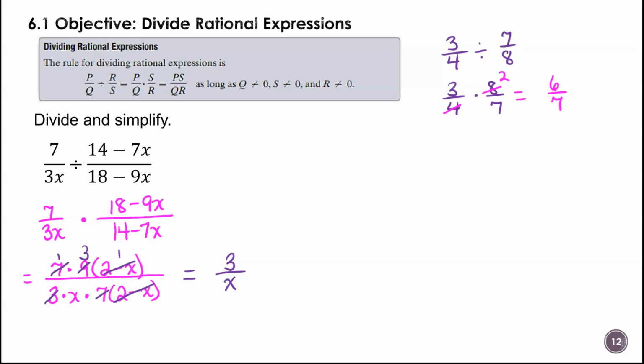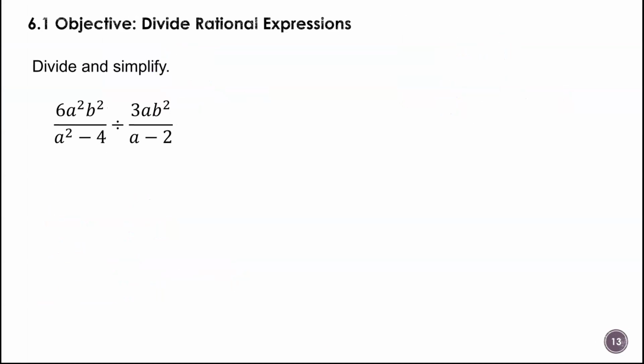All right, so rewrite as multiplication, factor, remove common factors, and that's it. Oh, multiply what's left. That would be a good idea.